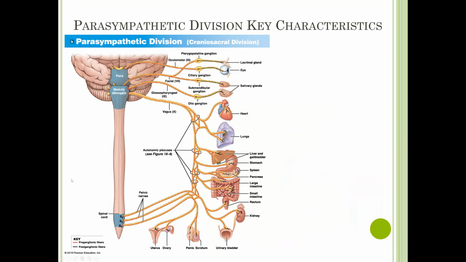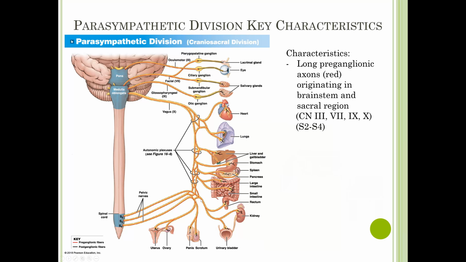So here's another picture to take a look at this. Again, notice that the preganglionic axons, shown in red, are originating in the brainstem and in the sacral region. Specifically, they are in cranial nerves 3, 7, 9, and 10, and then they're in the spinal segments S2 to S4. And the preganglionic axons are going to be long because the ganglia are farther away from the spinal cord. In fact, the ganglia are either inside or adjacent to the target organs.